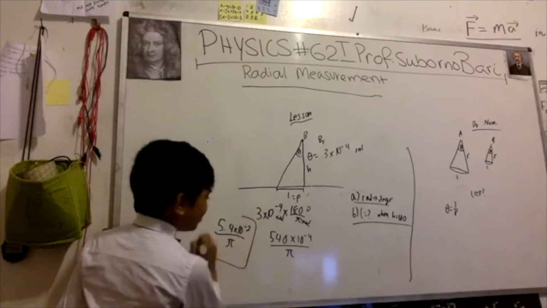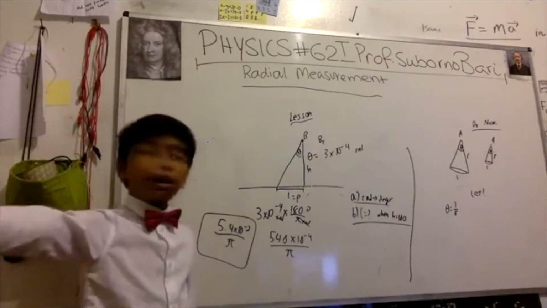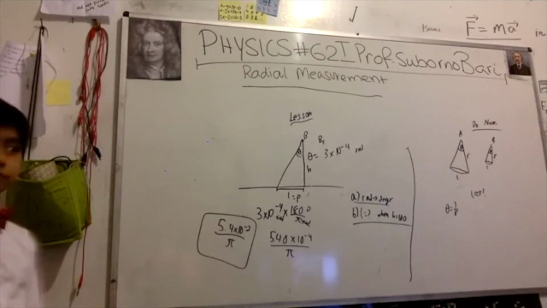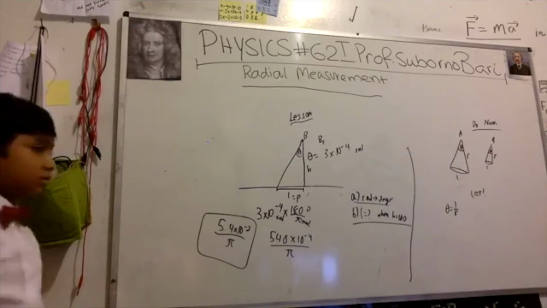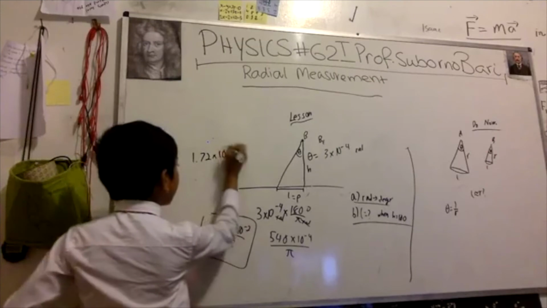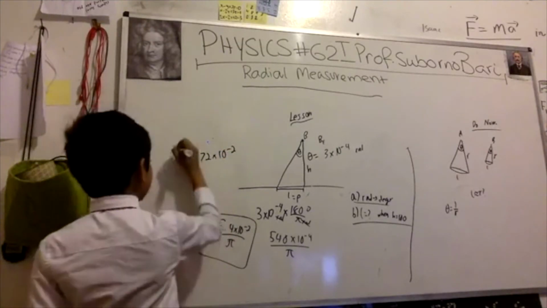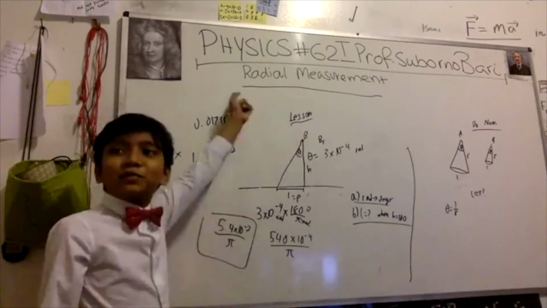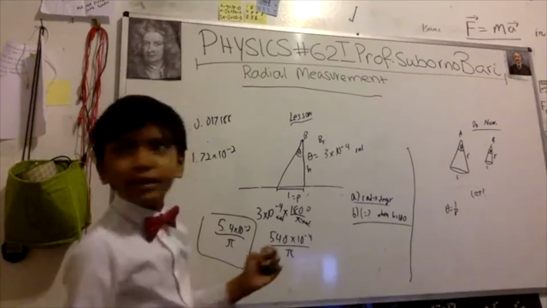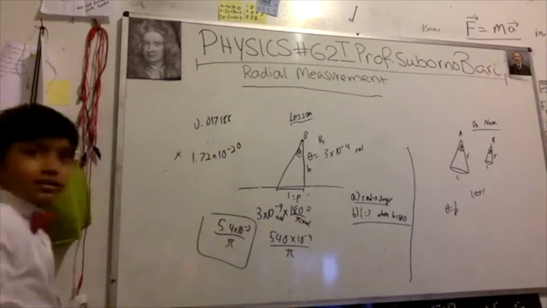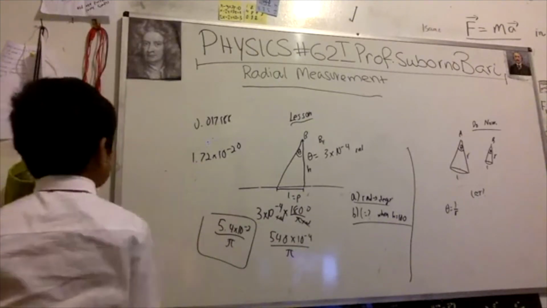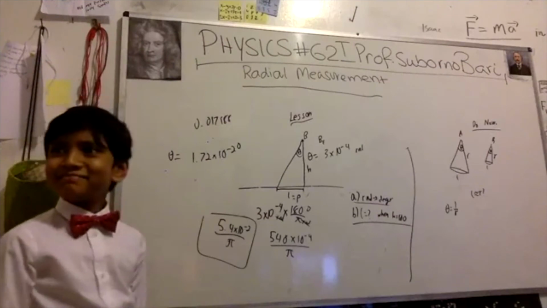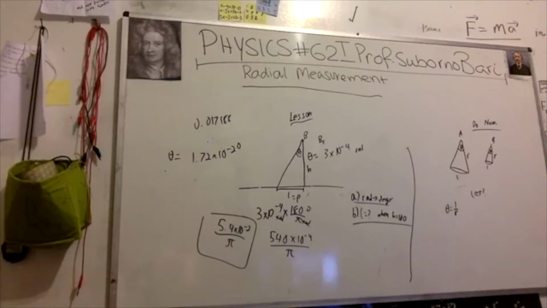So I have 5.4 times 10 to the negative 2 over pi, which is 1.72 times 10 to the negative 3. Is the unit meter or second? Degrees. Oh, degrees, okay. So theta is 1.72 times 10 raised to the negative 3 degrees. Your handwriting is very sloppy.